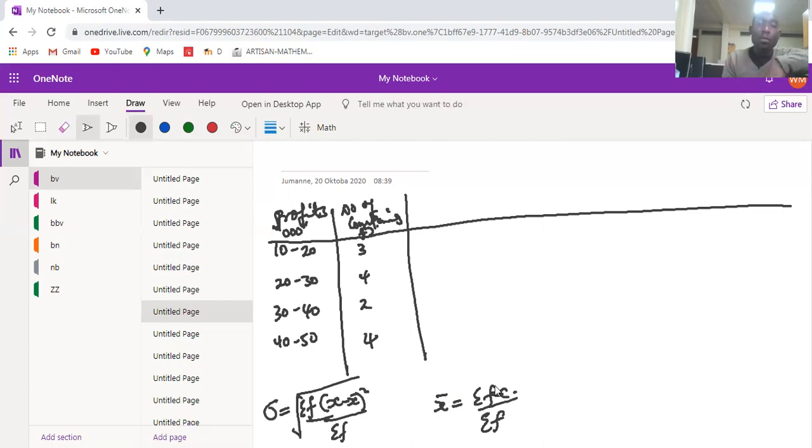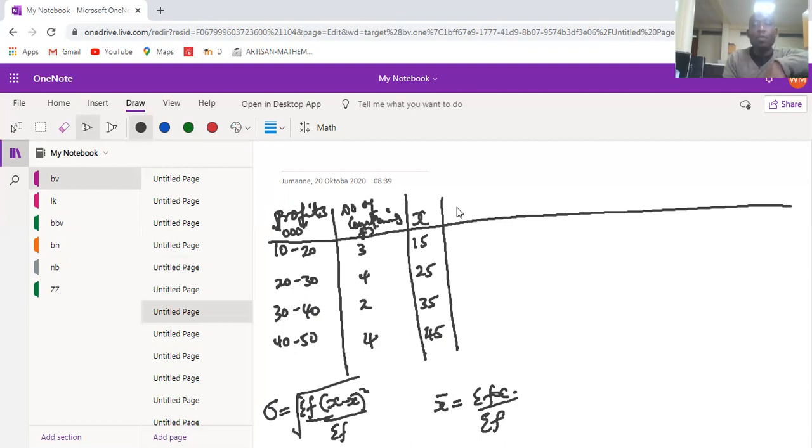But for us to be able to get x when we have classes, our x will be the midpoint. The midpoint of these classes from 10 to 20. What is the midpoint? You just add the lower limit plus the upper limit, then you divide by 2. 10 plus 20 is 30. 30 divided by 2 is 15. 20 plus 30 is 50. 50 divided by 2 is 25. 30 plus 40 is 70. 70 divided by 2 is 35. 40 plus 50 is 90 divided by 2 is 45. So x is the midpoint of the classes that you have here.